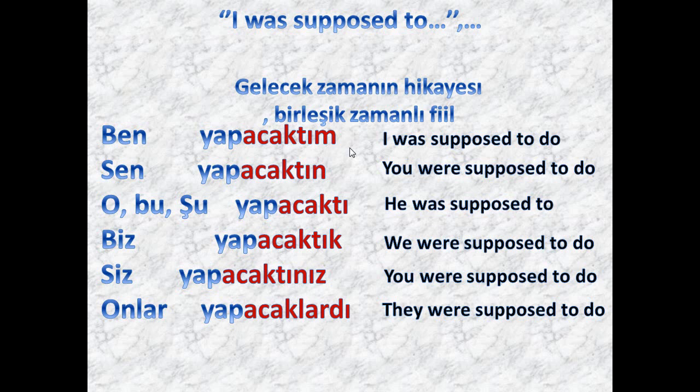Now here we are going to have the negative form. As you see, the suffix comes with a, so probably we are going to have a ma here. So the negative form of this is going to be yapmayacaktım, yapmayacaktın, yapmayacaktı, yapmayacaktık, yapmayacaktınız, yapmayacaklardı. Okay, so we say like this person wasn't supposed to do whatever. So we add ma here and make it negative.